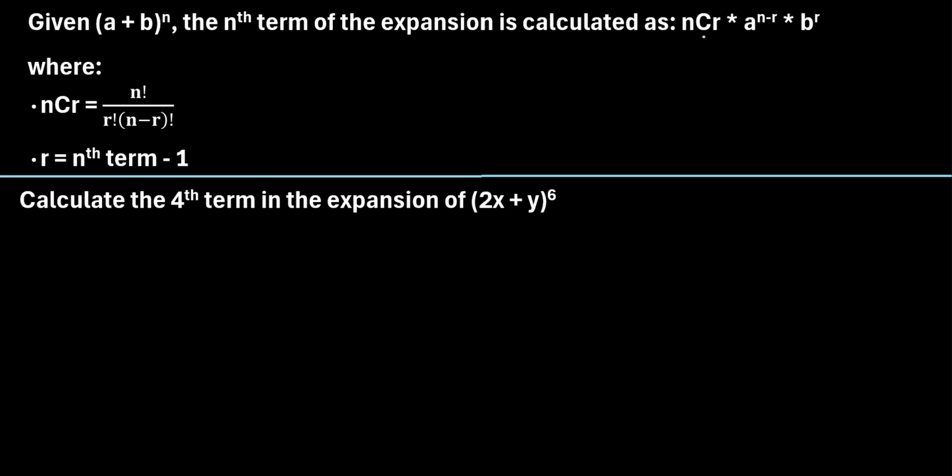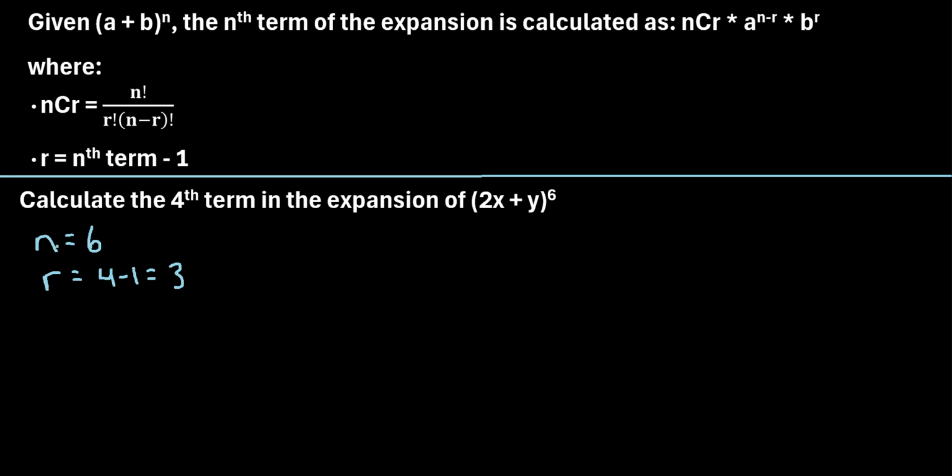So to figure that out, we can use this formula up here. So let's identify what is n. Well, n is just whatever the power is right here. So let's write that. n is equal to 6 in this case. And then we said we'll also need to know r. So r is the nth term that we're being asked to find minus 1. So in this case, we're being asked to find the fourth term. So r is just going to be 4 minus 1, which is 3.